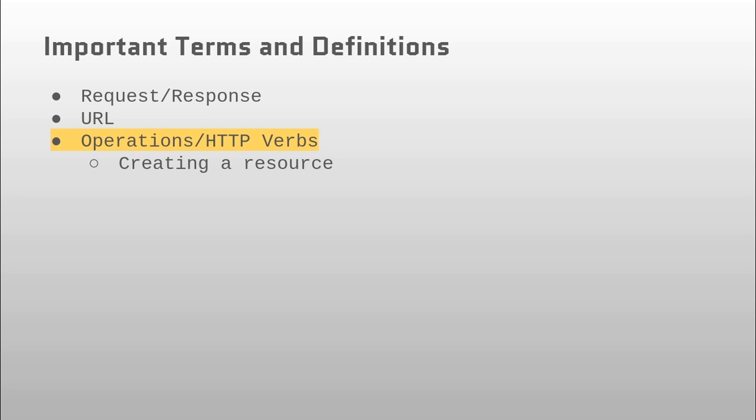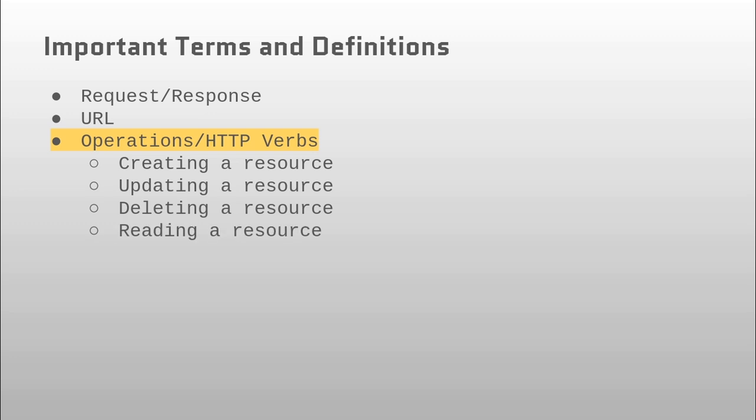On the internet, there are usually some basic operations you do. For example, creating a resource. Maybe you're creating a profile on some social media website. Second is updating a resource. Maybe you are updating the profile picture of your profile. The next are deleting and reading a resource. So these are common operations, and they have been given some names in the HTTP protocol. These are POST for creating a resource, PUT for updating, DELETE for deleting, and GET for reading a resource. There are many other operations, but for now I want you to be familiar with these only.